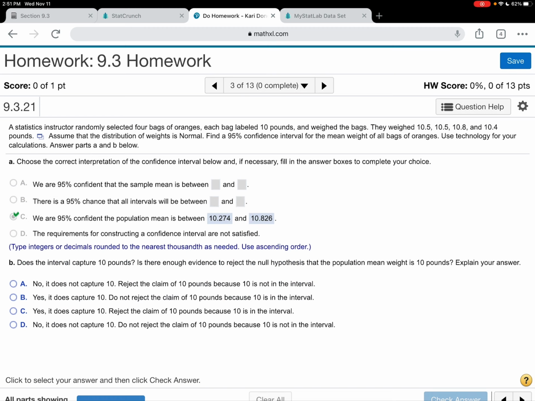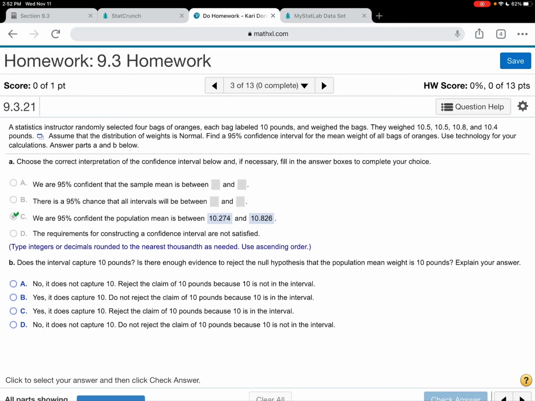And now, this follow-up question, I'll just go ahead and go through that as well since I'm here. Does this interval capture 10 pounds? Is there enough evidence to reject the null hypothesis that the population mean weight is 10 pounds? Well, if we look at our particular interval, both of the values, both my lower and upper limit are above 10. So 10 is not captured by this interval.